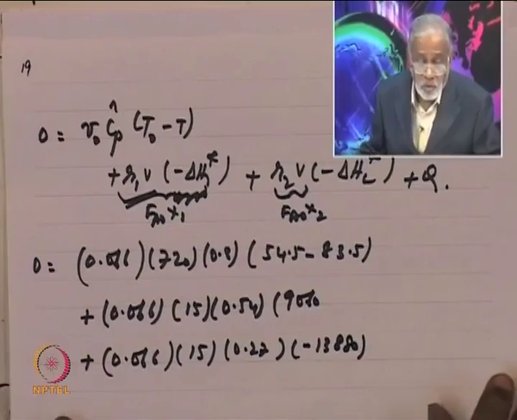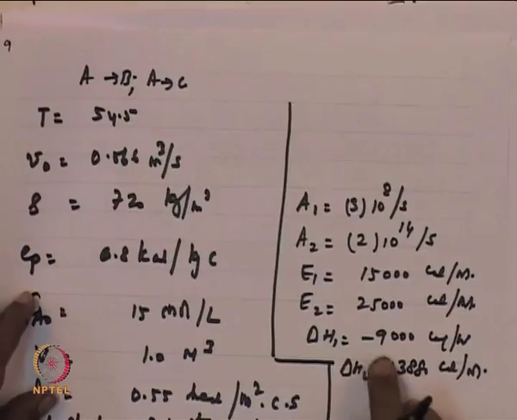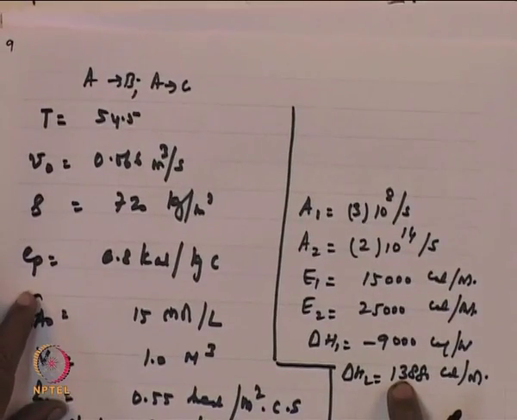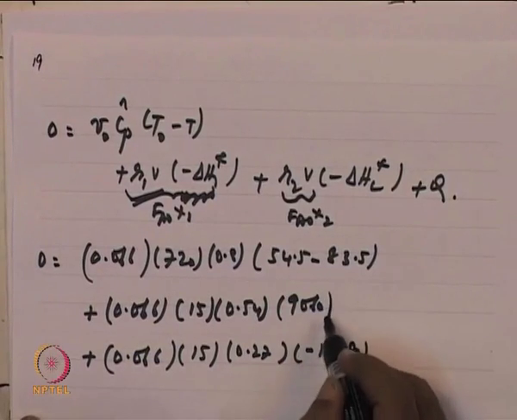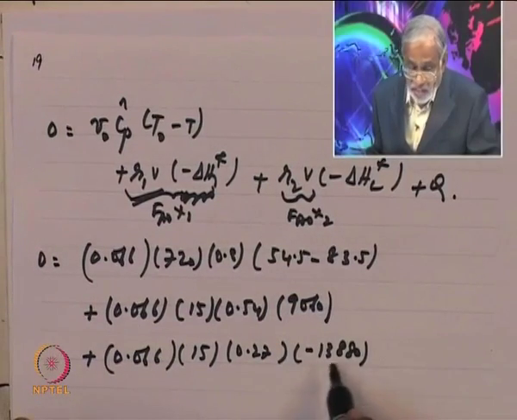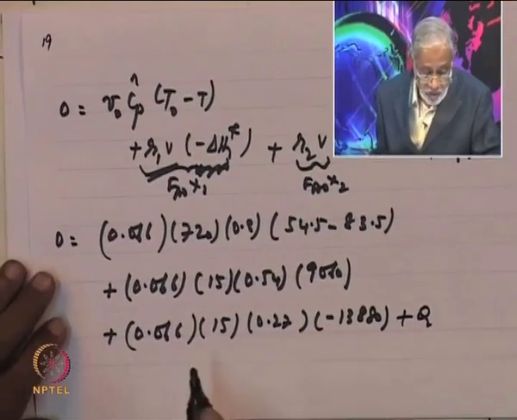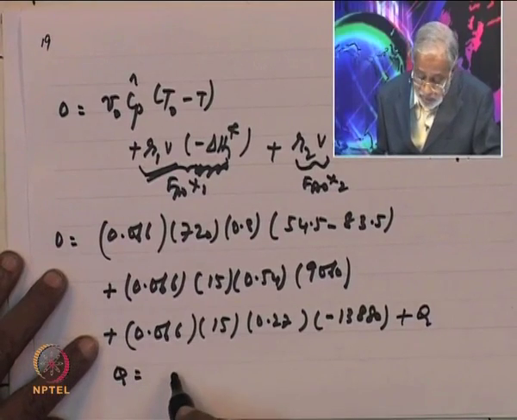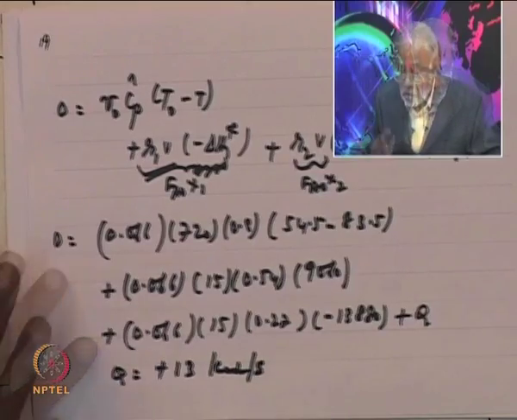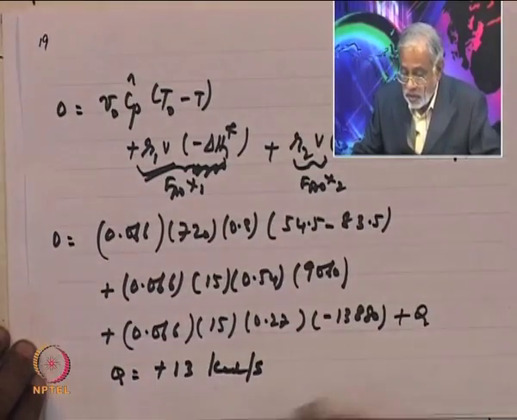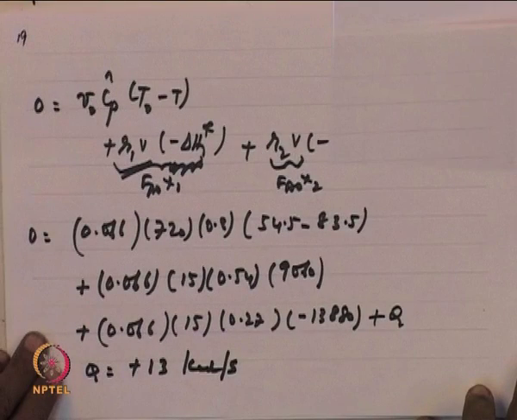Please notice here our heat of reaction, the data that is given. You can see here delta H1 is exothermic, delta H2 is endothermic. So, this effect I have taken into account. Minus delta H is positive, minus delta H is negative here, plus Q. So, you put all the numbers, you will find that Q is positive 13 kilocal per second. Now, how do you ensure that 13 kilocal per second is actually achieved?